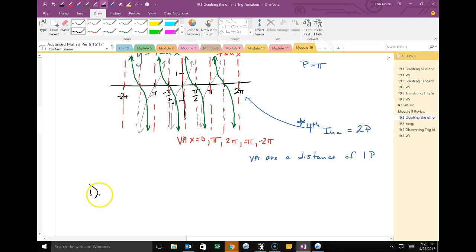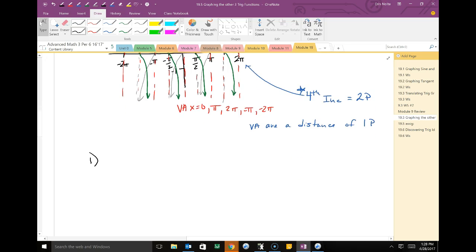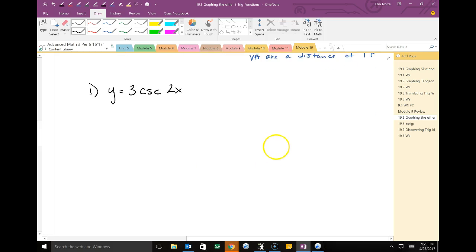I'm gonna make up an example. Number 1, let's do something simple. Let's do y equals 3 times the cosecant of 2x. So let's just do one that doesn't have any kind of shifting going on. And I'm going to show you exactly how I want you guys to do all this. Nice little system to our madness. Okay, so first thing we always do is list our stuff. Our amplitude, our b, our period, our shifts.